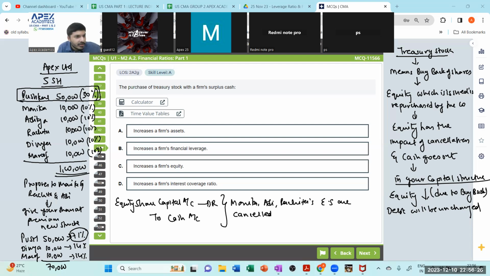Are you understanding what I'm trying to say? There are 5 shareholders. Did you understand buyback? Yes, sir. And where did Pushkar get this money, 30,000, from? Cash was lying idle, it was surplus. He gave it. Got it? Now your doubt: the cash doesn't increase, on the contrary cash decreases.